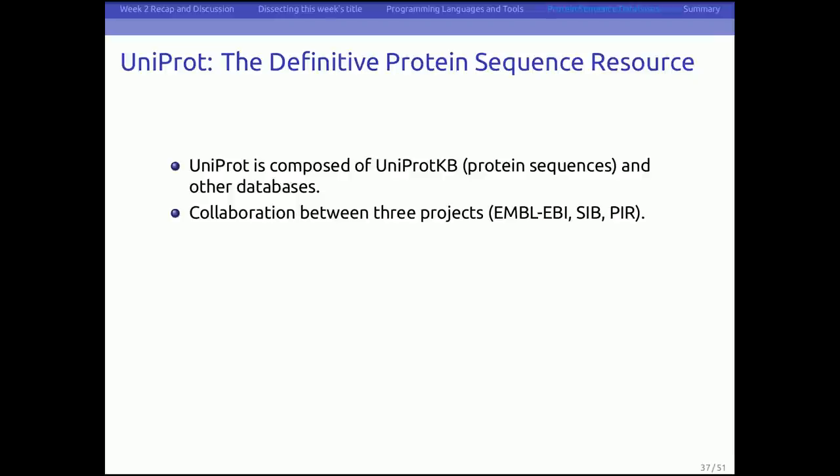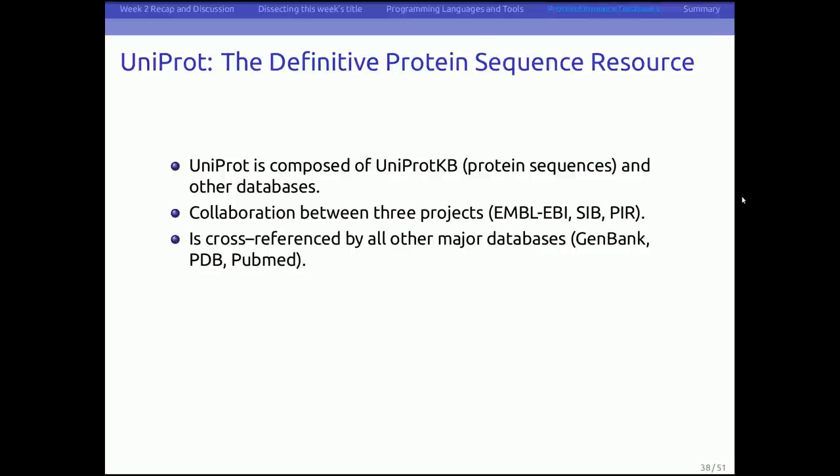The EMBL EBI is the European Molecular Biology Lab EBI Outstation, or the European Bioinformatics Institute. And that's in Cambridge, which is a place that people from Oxford don't like to talk about, but it is there here in the UK. The second place is the Swiss Institute for Bioinformatics, the SIB, and the Protein Information Resource, which was, I believe, an American collaboration initially. And UniProt is cross-referenced by all other major databases.